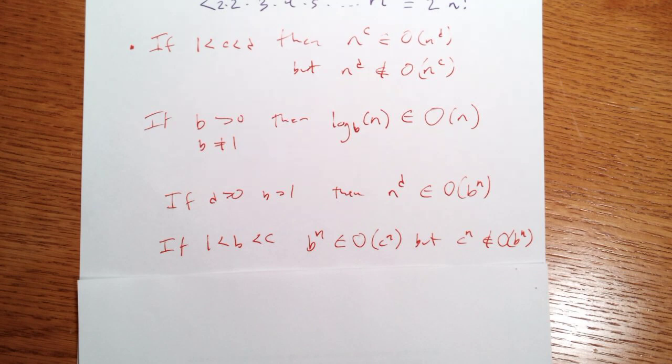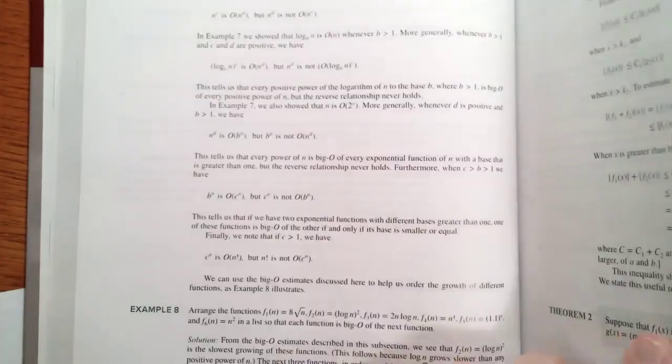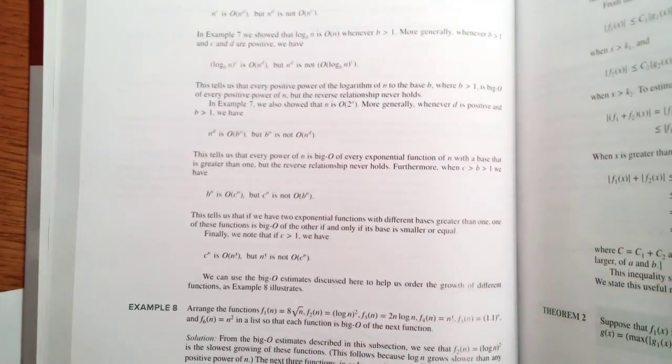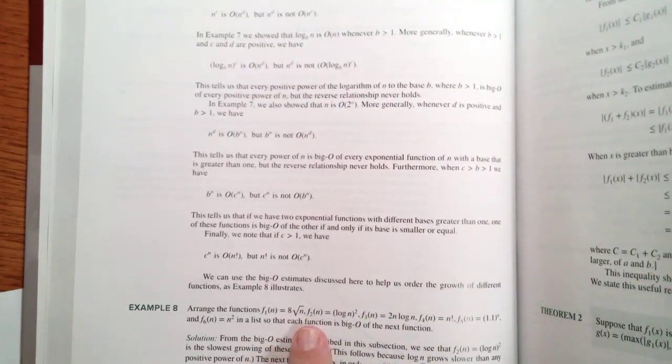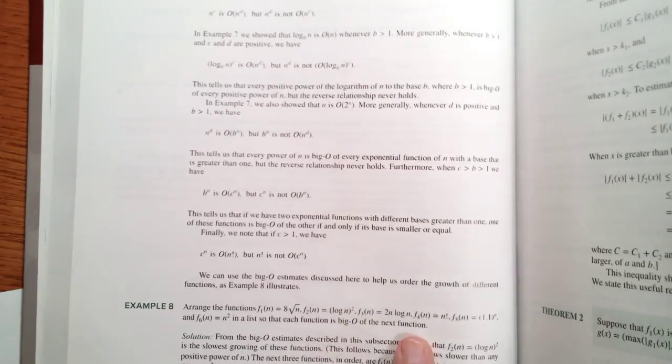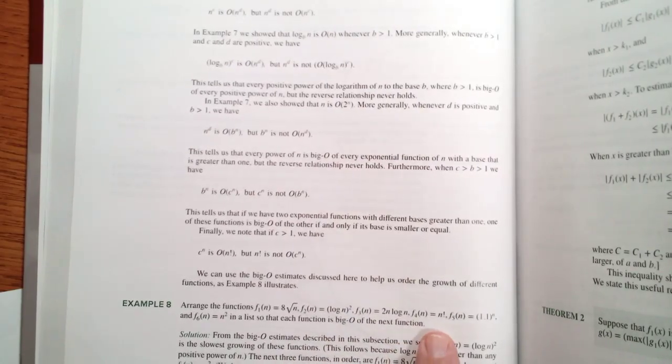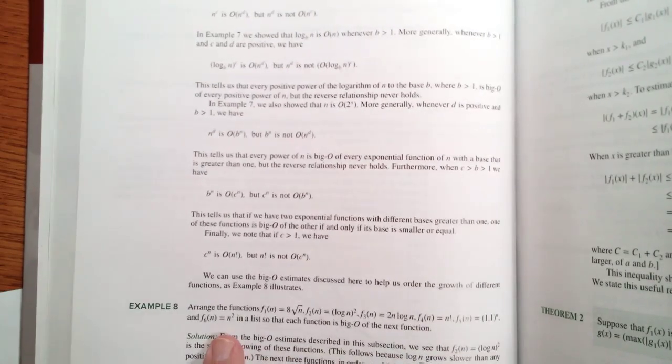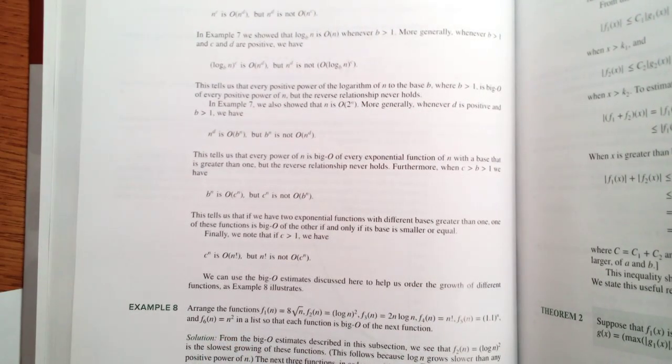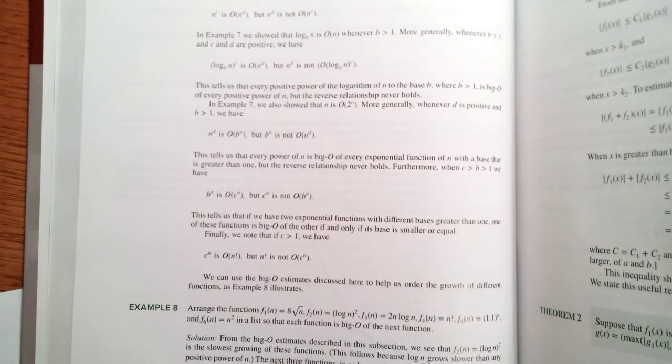As an example, take a look at example 8, here on page 224. It lists several different big O's, and it asks us to put them in order. So I have 8 root n, log n quantity squared, 2n log n, n factorial, 1.1 to the n, and n squared. Well, let's think about smallest.